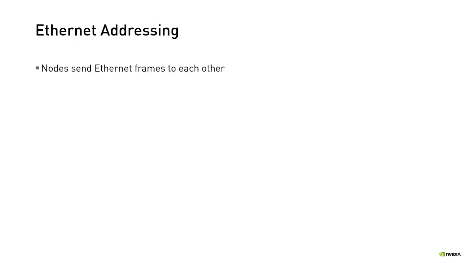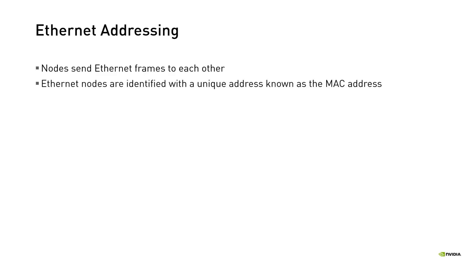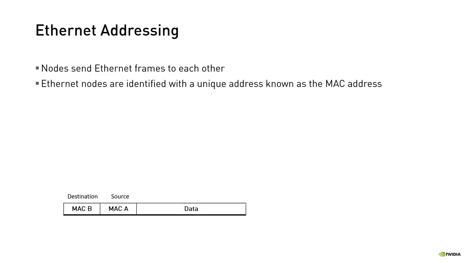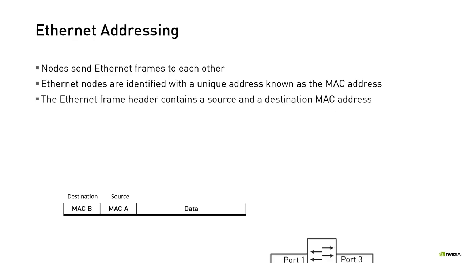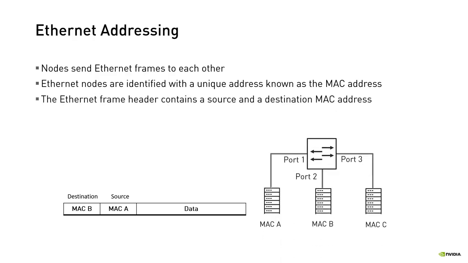Ethernet allows nodes that are connected to the same LAN to communicate with one another by sending Ethernet frames to each other. In order to achieve this, Ethernet nodes must be identified with a unique address, known as the Media Access Control address, or MAC. Every Ethernet frame that is generated by the sending node contains a source and destination MAC address in its header. The frame is then forwarded based on where the destination node resides.